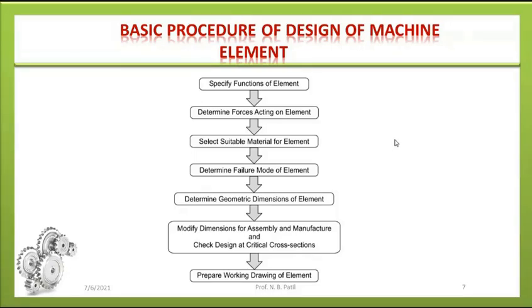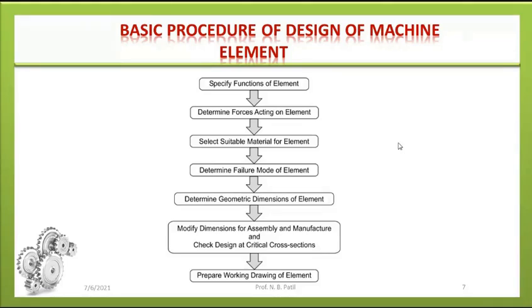Then what is the function of a key? To transmit the torque between the shaft and the adjoining machine part connected to that shaft, like gear, pulley, and sprocket. To transfer the torque from the shaft to the gear, where the gear is mounted on the shaft by means of a key. So the function of a key is to transmit the torque from shaft to adjoining machine parts like gear, pulley, and sprocket.